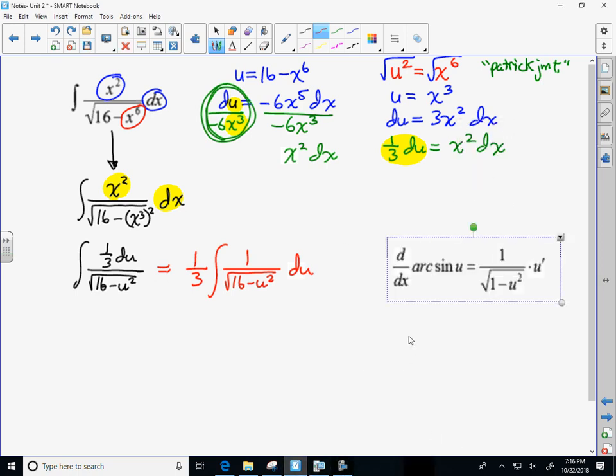So what we're looking at is something that seems to follow the arc sine derivative rule. So we have 1 over the square root of 1 minus u squared times u prime. That would be the derivative if I was looking for the arc sine of u. The issue is I'm looking for the antiderivative.